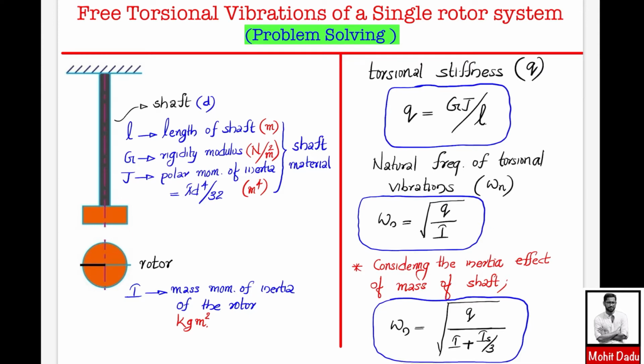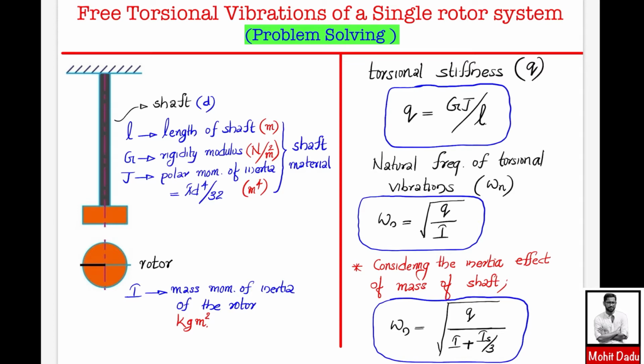So we have seen the single rotor system where a rotor is connected to the shaft, and for this the natural frequency of the torsional vibrations is omega n equal to square root of q by I, where q is known as the torsional stiffness and q is equal to G into J divided by L, where all these properties are for the shaft material. G is the rigidity modulus in SI units Newton per meter square, L is the length of the shaft measured in meter, and J is the polar moment of inertia, measured in meter raised to 4 or mm raised to 4, which is pi d raised to 4 by 32 if d is the diameter of the shaft.